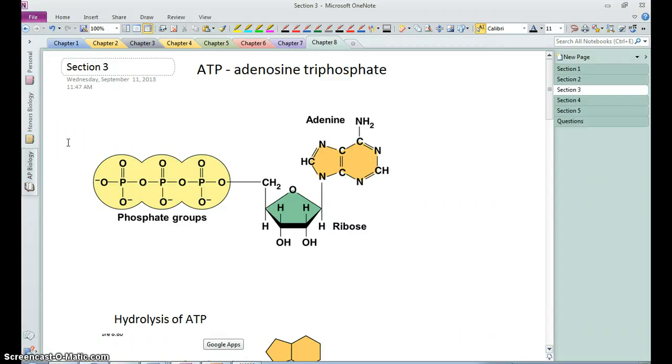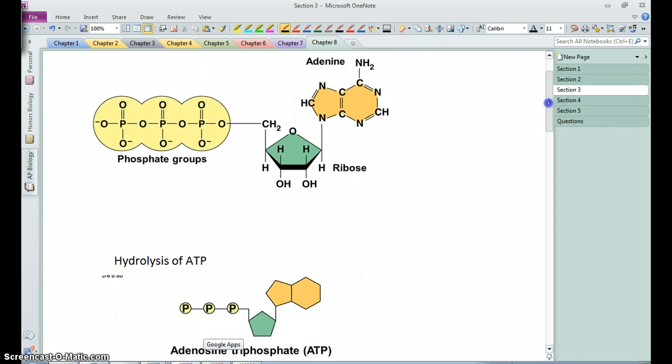Okay, so now we're going to continue with our discussion of Chapter 8. Section 3 moves into ATP, which is a very important molecule in living things, because you probably remember hearing it being called the energy currency in living things. Indeed it is. You can see the type of molecule it is here. We have an adenine, a nitrogen base, a ribose, which is a pentose sugar, 1, 2, 3, 4, 5 carbons, and some phosphate groups.